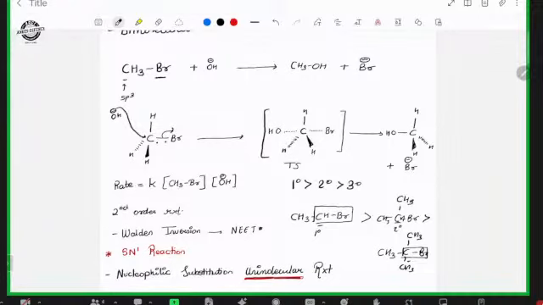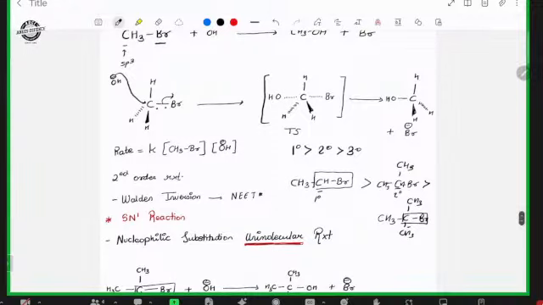And one thing we have to keep in mind is that in the SN2 reaction, the solvent which is used over here is a polar aprotic solvent. And you have to keep examples in mind, that is DMSO, dimethyl formamide, and acetonitrile.